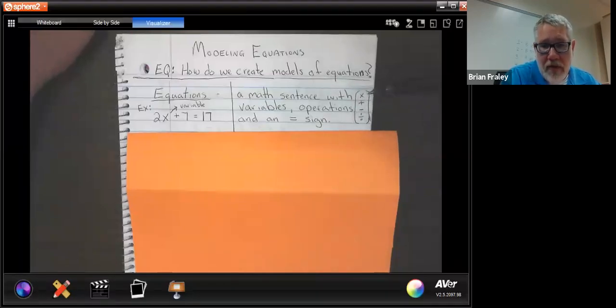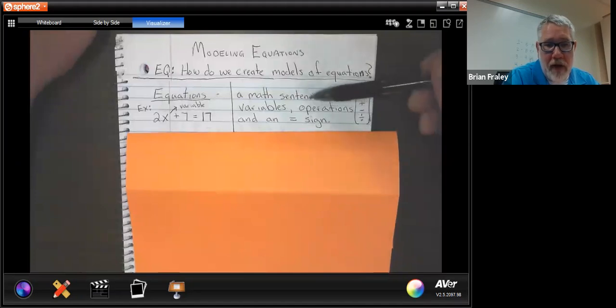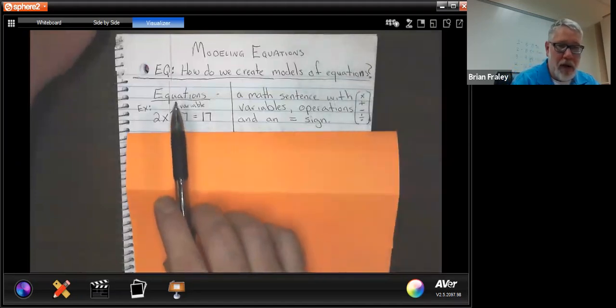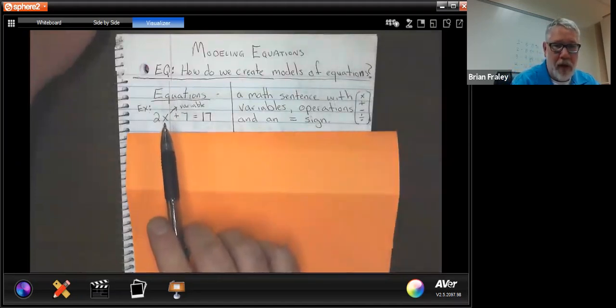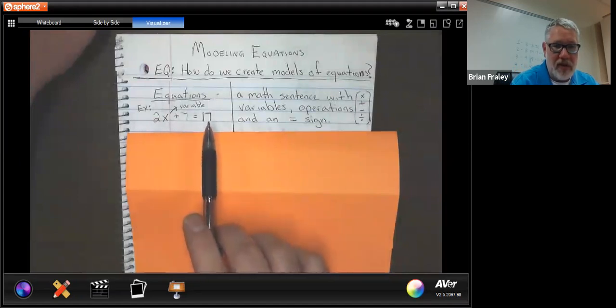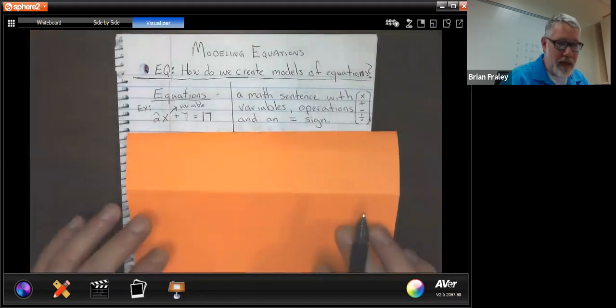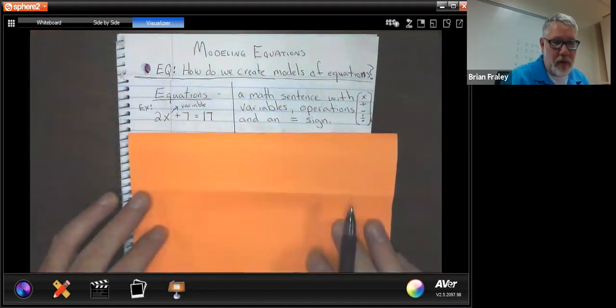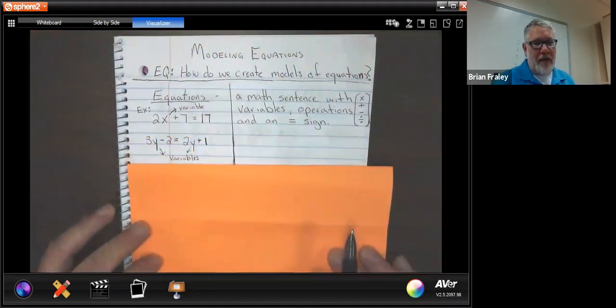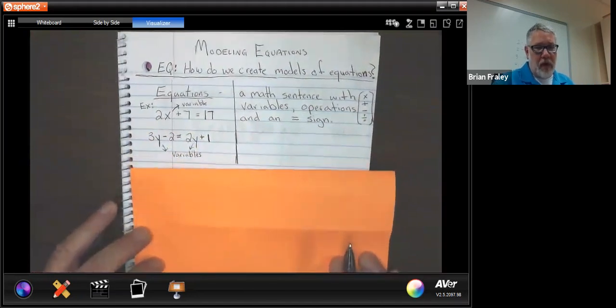These are your operations: multiplication, addition, subtraction, division. That's what I mean by your operations. And variables. Well, let's look at our equation example. 2x plus 7 equals 17. The x represents your variable, okay? And here we have another example, 3y minus 2 equals 2y plus 1.